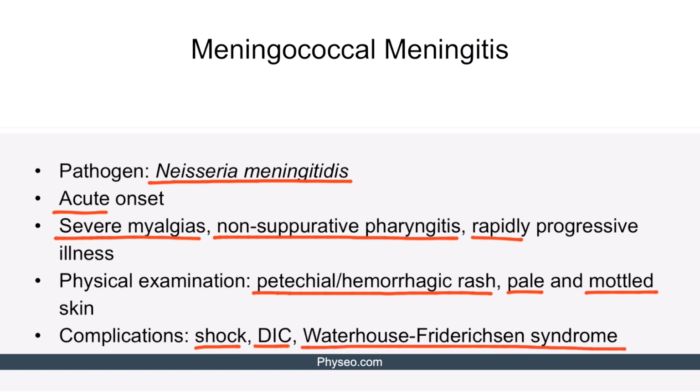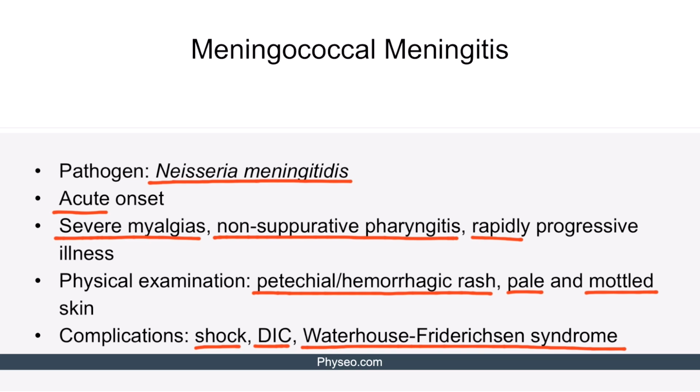You may recall from your studies in the preclinical years that in Waterhouse-Friderichsen syndrome, the patient will have an acute adrenal insufficiency secondary to bilateral adrenal hemorrhage. And that's something you attribute specifically to meningococcal meningitis, not common to other types of meningitis.